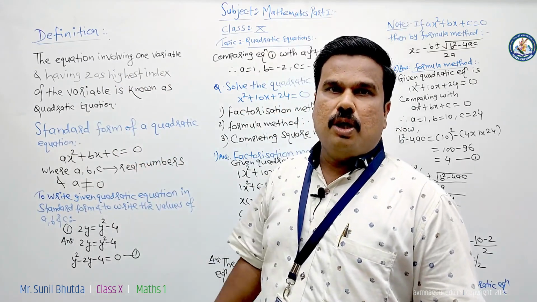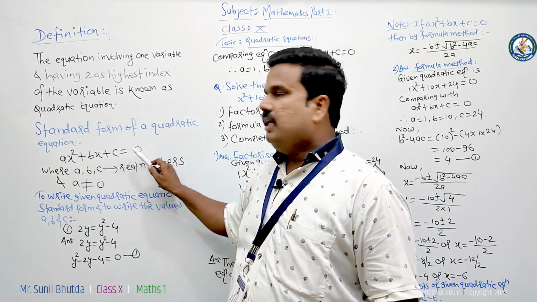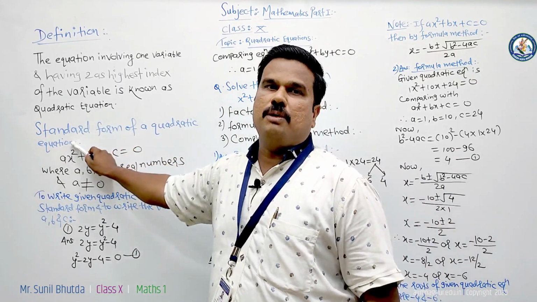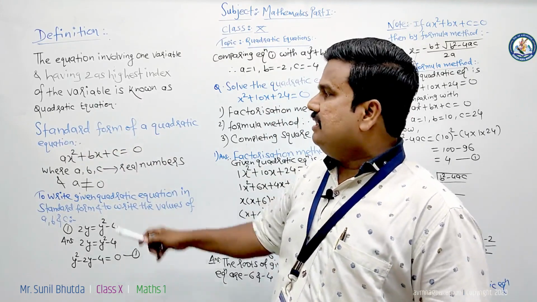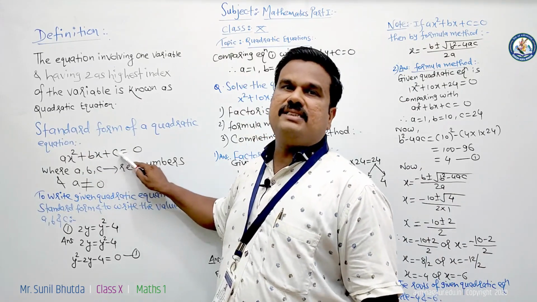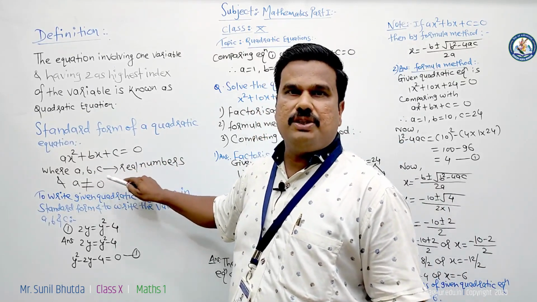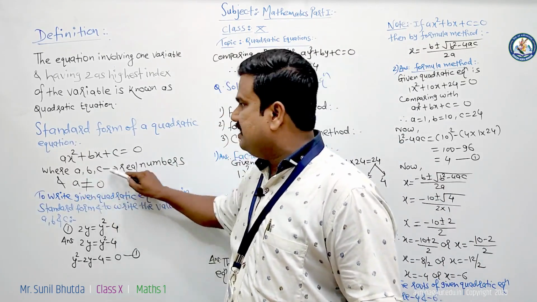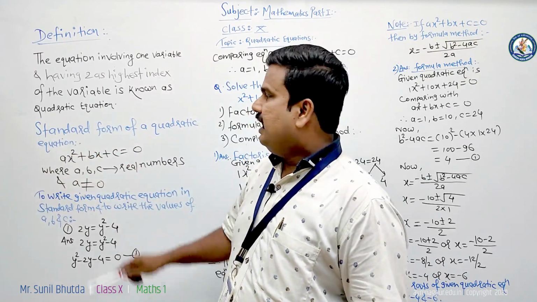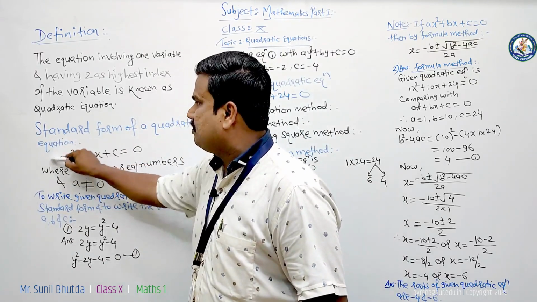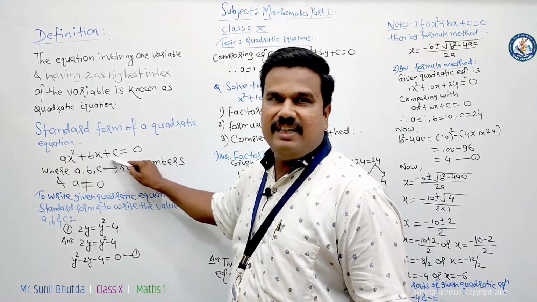The standard form of the quadratic equation is ax square plus bx plus c equal to 0. This standard form is also known as the general form of the quadratic equation. In this equation, a, b and c are real numbers and the condition is a not equal to 0, because if a is 0 then this complete term ax square will be 0, and if this complete term ax square equals 0 then this is not a quadratic equation, this is a linear equation.